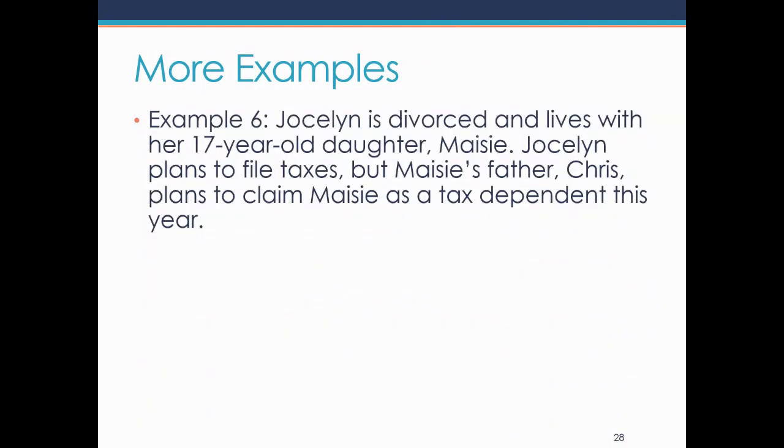All right, let's move on to example 6. We have Jocelyn. Jocelyn is divorced and lives with her 17-year-old daughter, Macy. Jocelyn plans to file taxes, but Macy's father, Chris, plans to claim Macy as a tax dependent this year. I'm going to give you a bit to look at your handout and see if you can identify both Jocelyn and Macy's household sizes. And then I'll give you the answers and we'll walk through them. So go ahead and take a couple minutes to walk through each of those, Jocelyn and Macy, to see what their household sizes are. And then we'll go through them together.